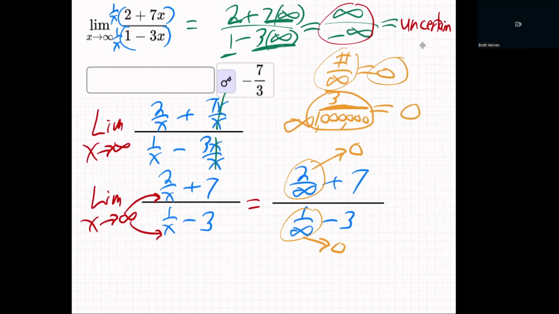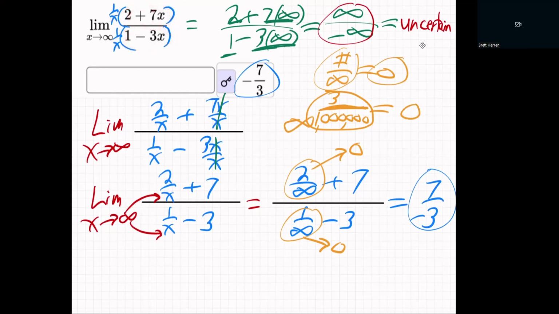Okay, so then we can see our answer. Now it's very clear. There's nothing unclear or uncertain. It's negative 7/3. Now, having done all that, let me tell you, you don't need to do all that work. You can save some time. Basically, look up here and look up here. See how those guys had the x's? Those are the more powerful terms.